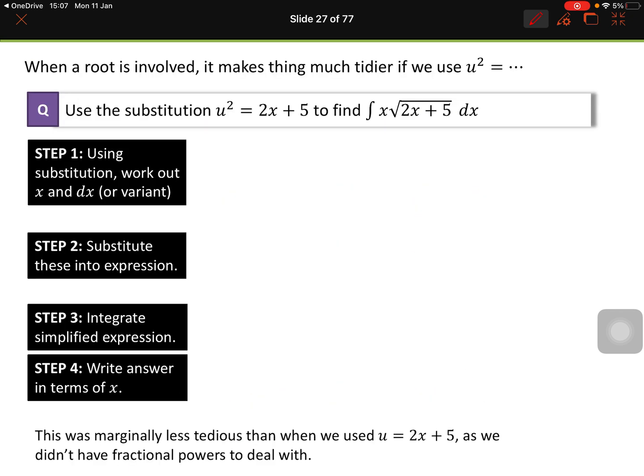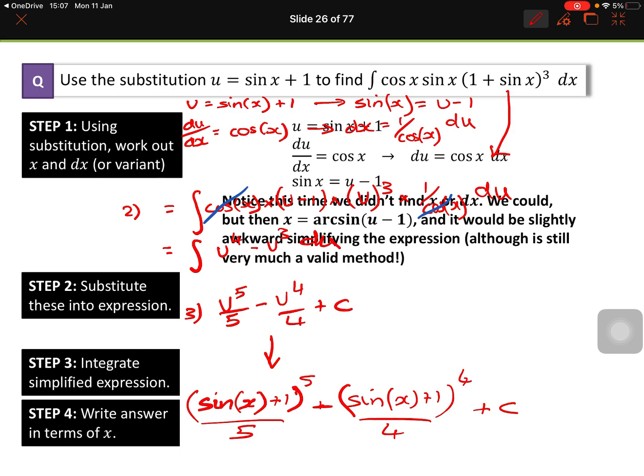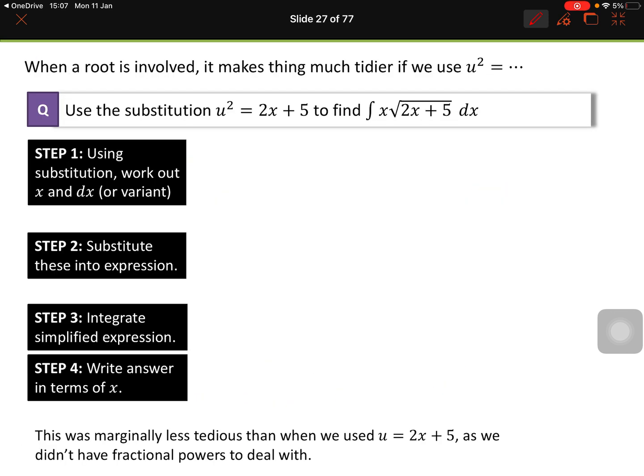Okay, so a little bit harder. When a root is involved, it makes things much easier if we use u squared instead. So this is again another version of question 1. It's exactly the same thing. The difference being this time we are told that u squared equals this. Now if you are told to use that substitution, you cannot change that to u equals something. You have got to work with u squared.